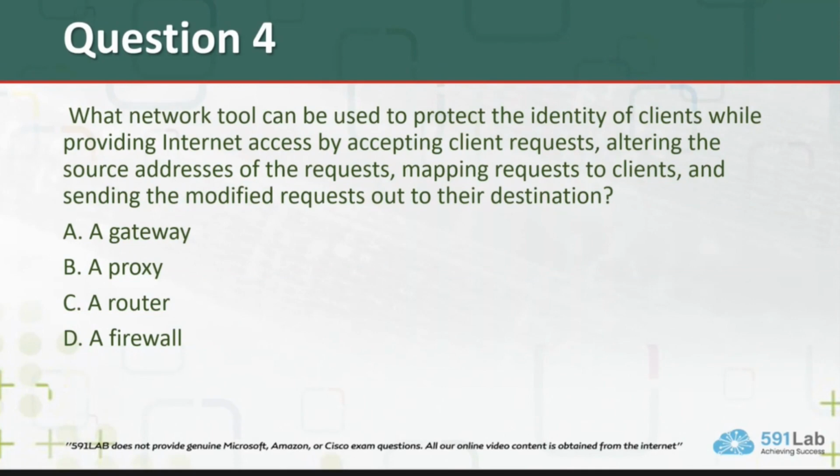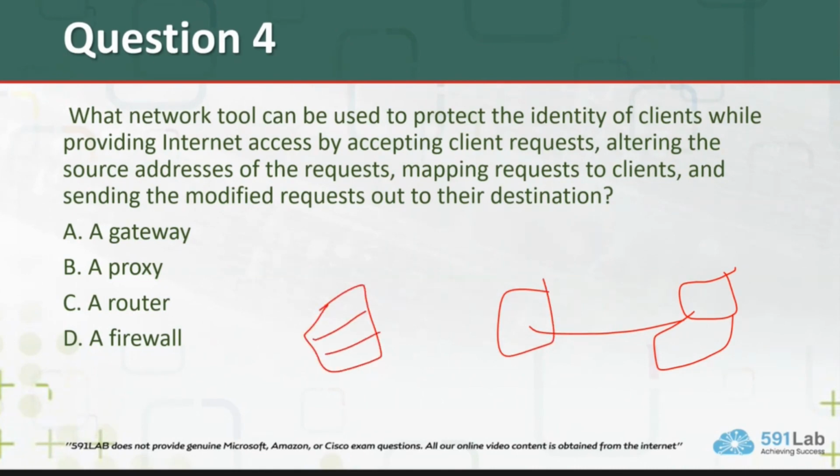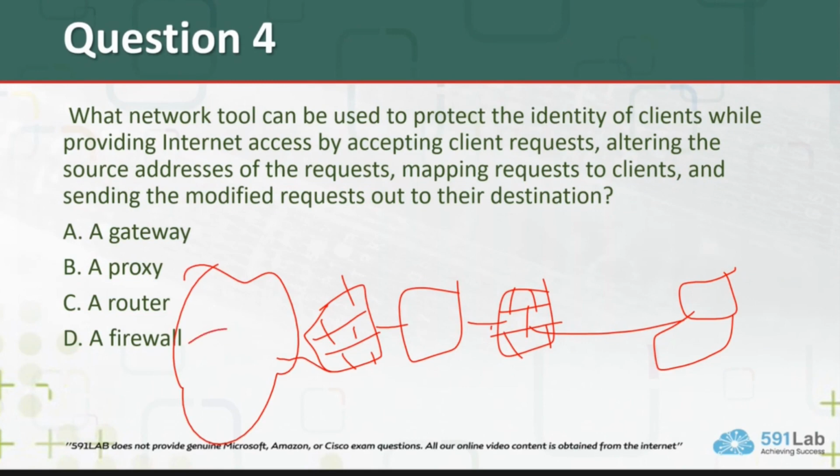So let's say here we have the internal network. We have a user connected to the internal network, and then we have here a firewall. This is the DMZ, another firewall. And here we have a device, all right? And this is the internet. We have a server on the internet. So we want to protect this internal user. We don't want anyone to know his internal address. We want to keep it anonymous.